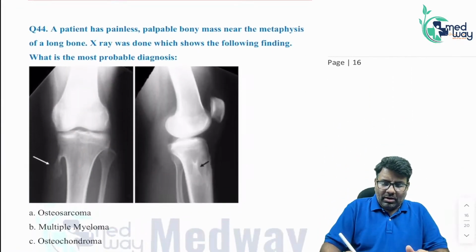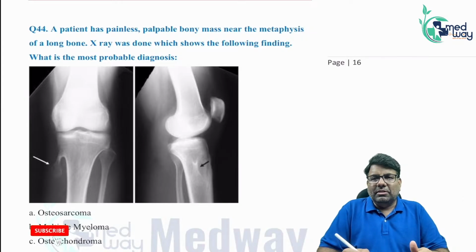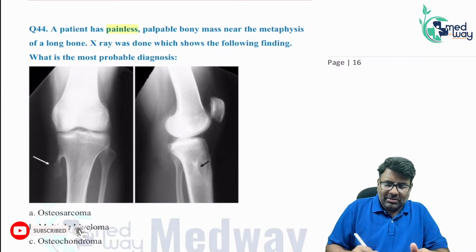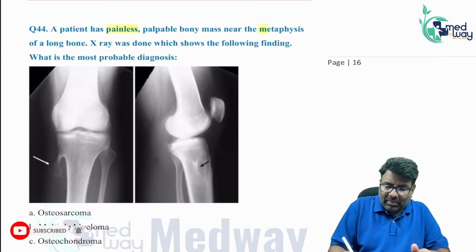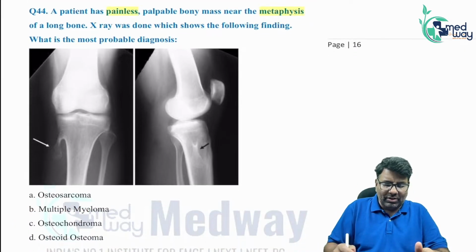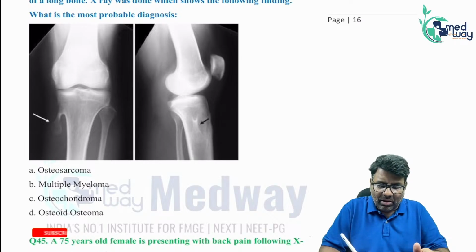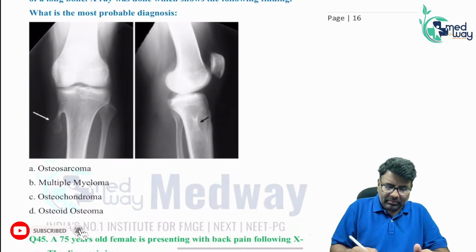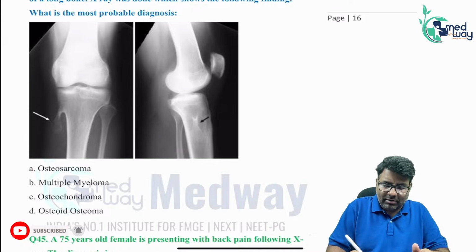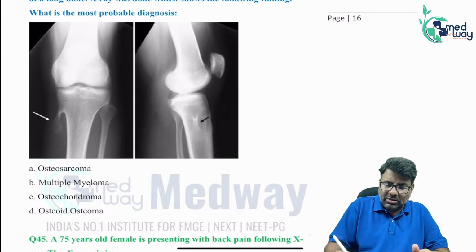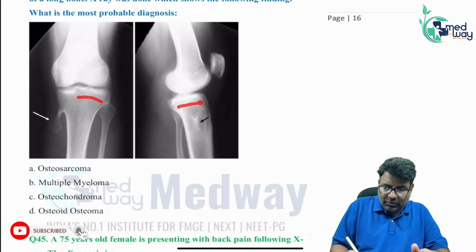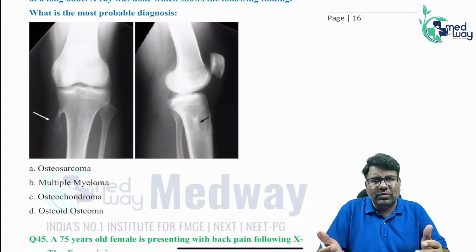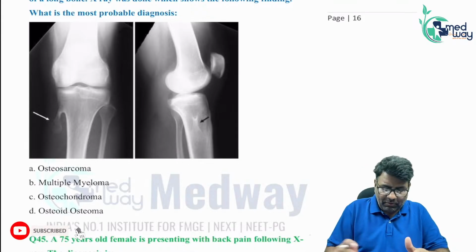Moving forward, a patient has a painless palpable bony mass near the metaphysis of a long bone, and we have done the X-ray. What is the diagnosis? Now, just look at one important picture. You see this white line, this is actually the fused growth plate. So this fellow has just crossed the age of, you can say, 18 years. Now the growth plate has already fused.